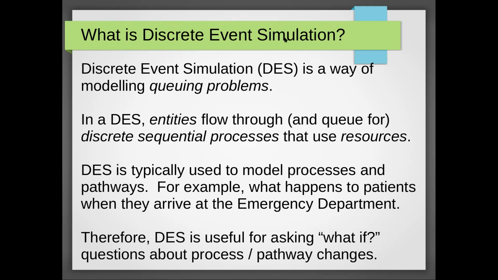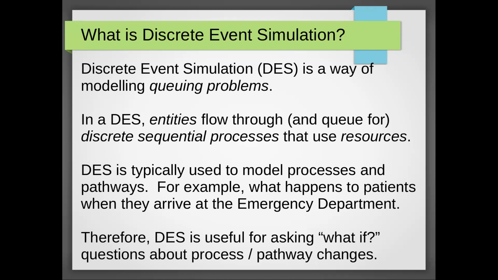Now, basically in a discrete event simulation, we have entities that are flowing through our system, and they are queuing for, in some way, discrete sequential processes that use resources. And so in healthcare, for example, it's very often used to model processes, patient pathways. So you might use a discrete event simulation model to model what happens to patients when they arrive at the ED, or what happens when they arrive at a particular clinic.